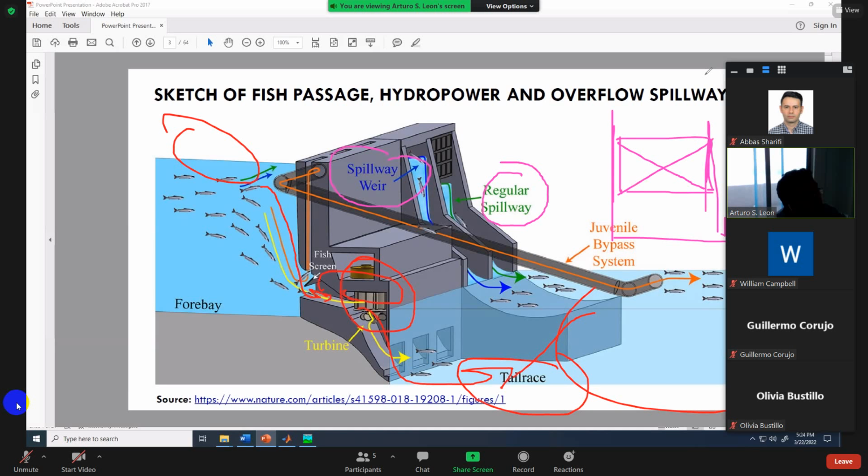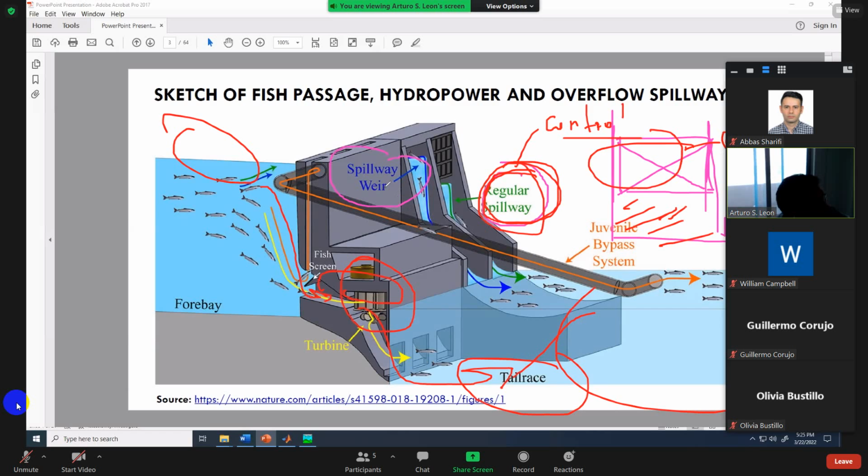So if you close the gate, of course there will be no flow. However, you can open this gate, and the flow will come out to here, right? So this is called a regular spillway. This is with gates, so you can control this flow. Why can we control it? Because we have a gate, right? Now we also have a spillway weir.